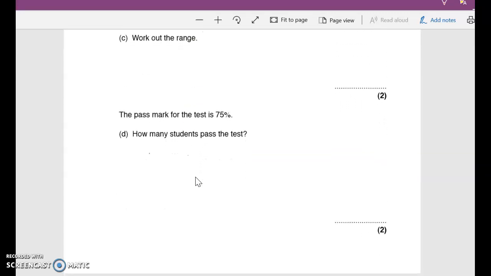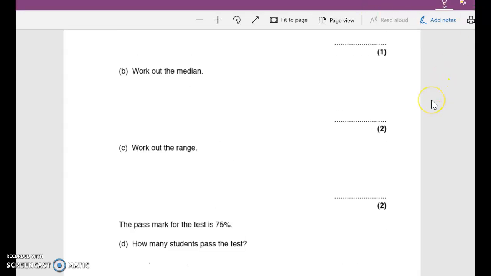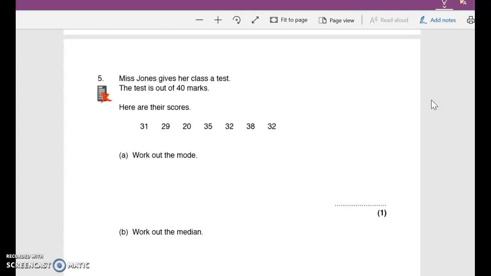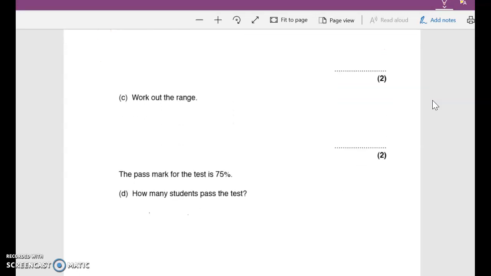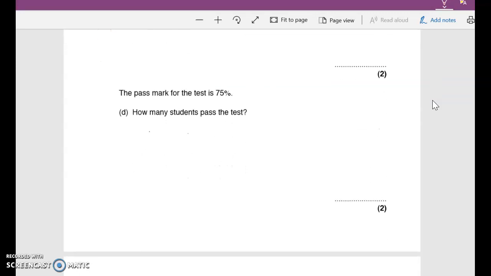Now we've got this pass mark of 75%. So we need to know what 75% of the test mark was. So here we've got a class test of 40 marks. So 75%, now we haven't got a calculator, so it's easier to put it as a fraction. So remember that 75% is 3/4. So we've got to find 3/4 of 40 marks.